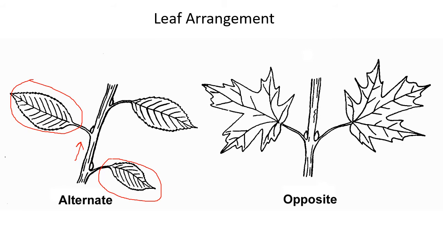With opposite, we see a pair of leaves coming off the stem in the same place in two different directions, and we can see the two axillary buds right there. Maples, this is clearly a maple leaf. Maples are one of the most common trees with opposite leaf arrangement.